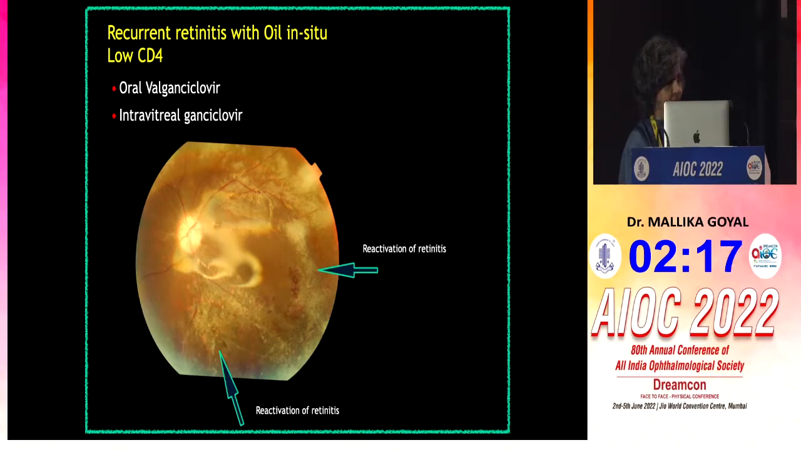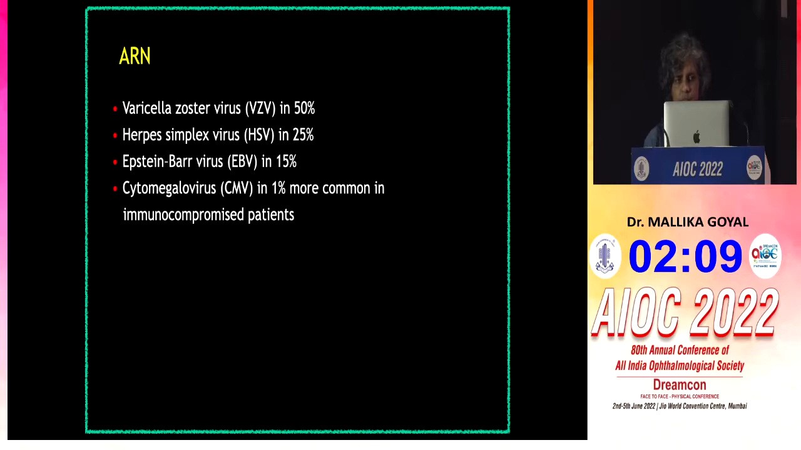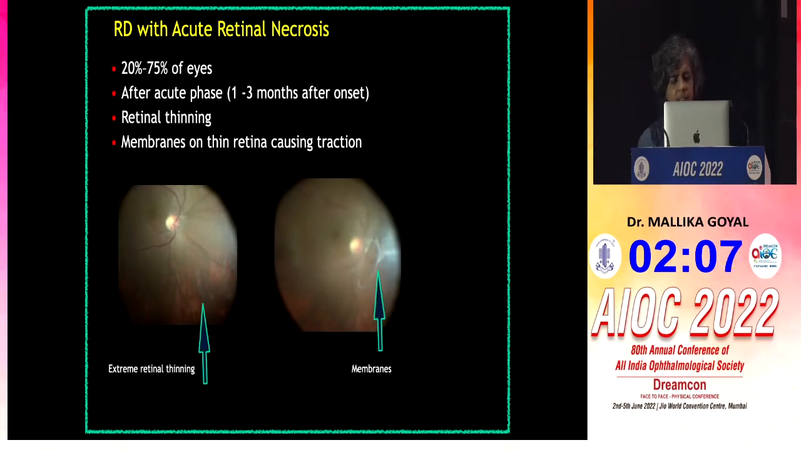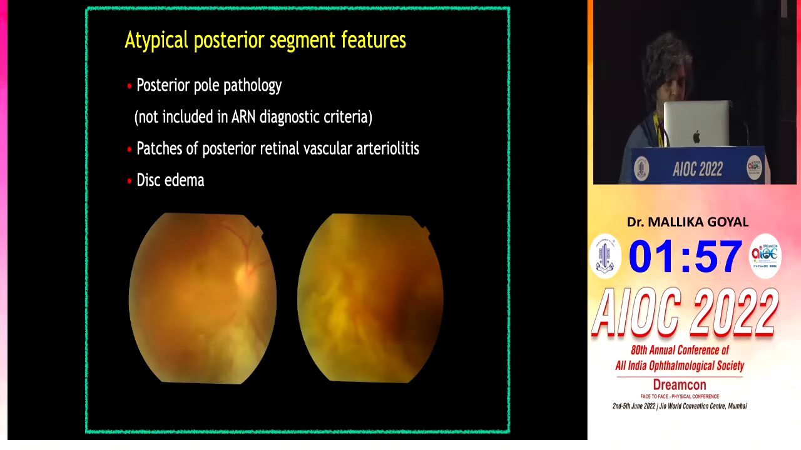The virus can reactivate if the patient's immunity has not improved, and then you have to give oral valganciclovir or intravitreal ganciclovir, which can be given with oil in situ. ARN is slightly different in that RD usually happens after the ARN has become inactive, membranes have started forming, and then there are tractional and combined rhegmatogenous detachments.